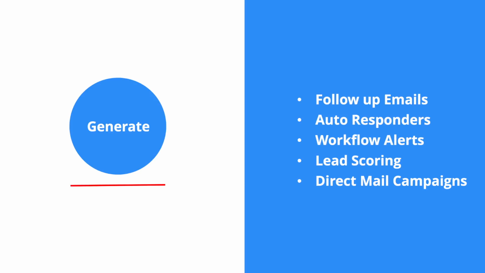There's also workflow alerts. So that would be when a trigger is met, we can execute an action to take place, like an email going to somebody. If you want to quantify how well your lead nurturing is going, you can create scoring rules. The last option, a direct mail campaign.